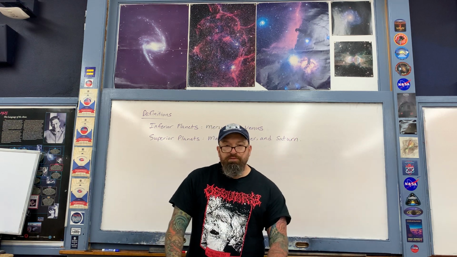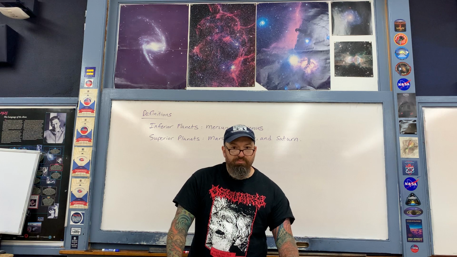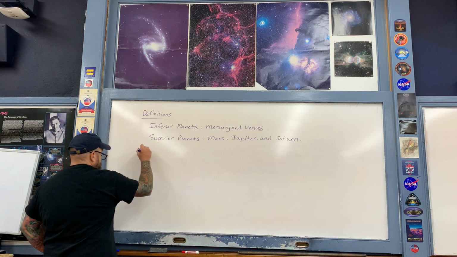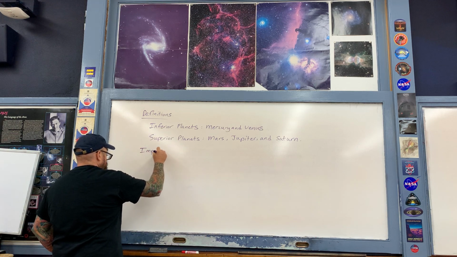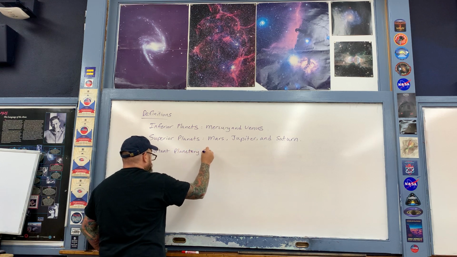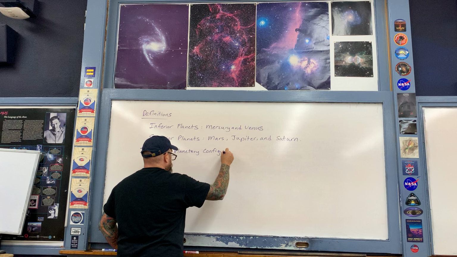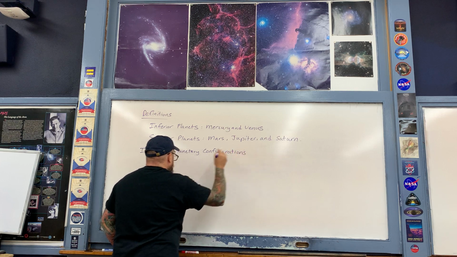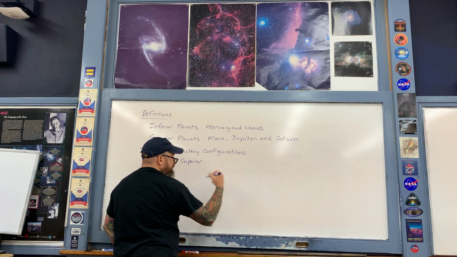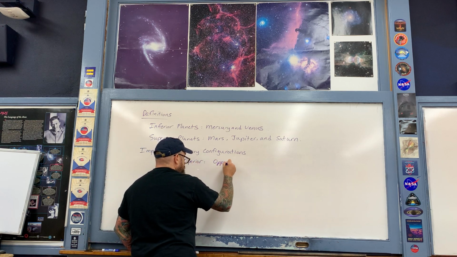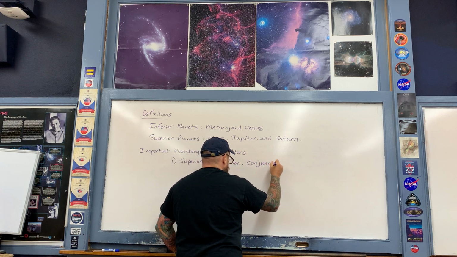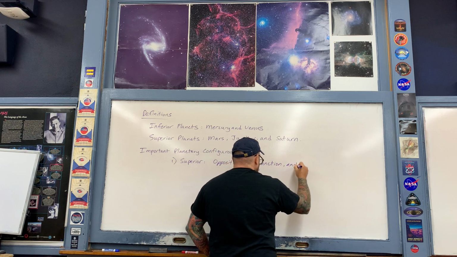Okay, and then for both inferior planets and for superior planets, there are important planetary configurations. First of all, for superior planets, we have what is referred to as opposition, conjunction, and quadrature.